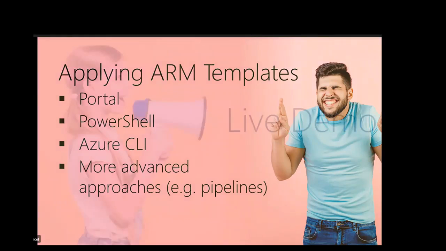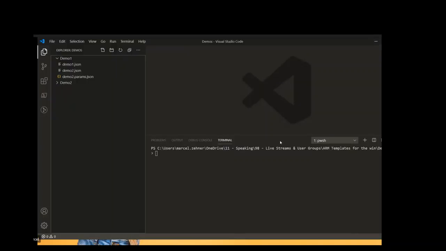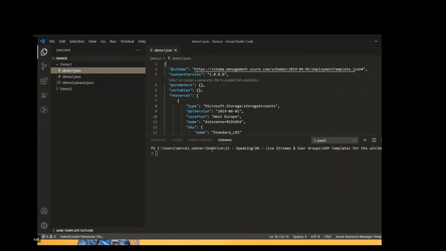All right, so let's jump into the demo to quickly see how this looks like. All right, so I will pull, if I can find it, I will pull my Visual Studio Code here. And I'm already authenticated against my Azure subscription, so I will not do that. But I want to show you two simple examples of ARM templates. So demo 1 and demo 2. So let's quickly open demo 1.